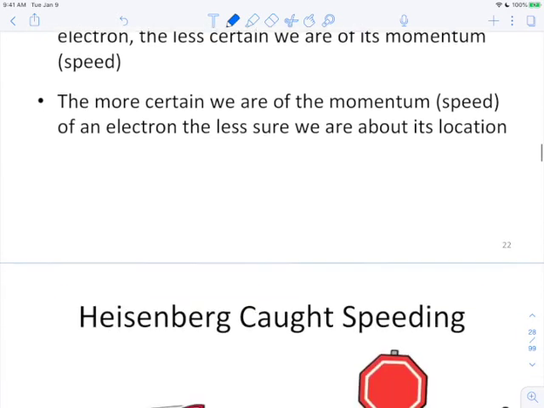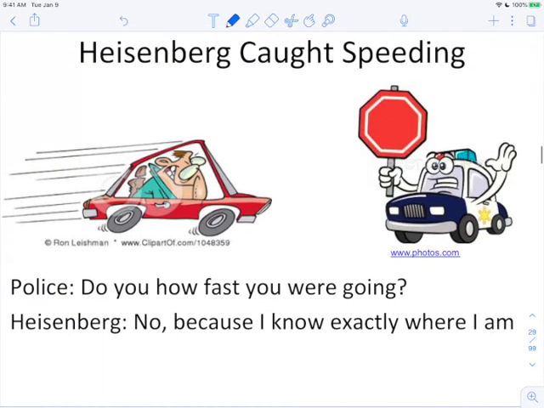And the better you know the speed, the worse you know the location. So I'm going to jump over this for just a minute to show you the cartoon, because I think the cartoon helps to understand it a little bit. So it says Heisenberg was caught speeding, and the police officer said, "Do you know how fast you were going?" And he said, "No, because I know exactly where I am." So the better you know your location, the less you know about that speed. But if you know your speed really well, then you know nothing about your location.